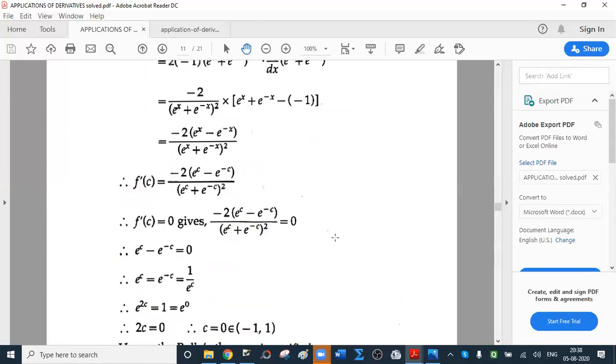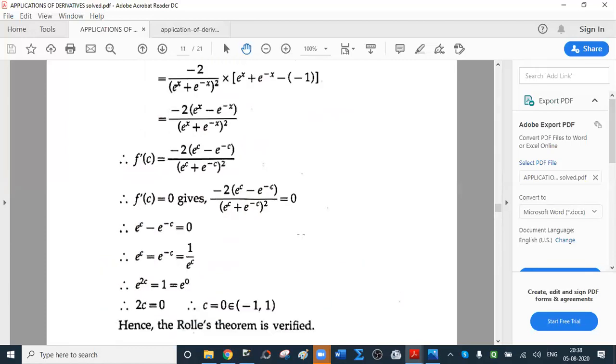Actually, I had drawn one graph for this. I forgot to attach it. I'll send the graph on WhatsApp. That clearly shows that at this point, the tangent drawn is parallel to the x-axis. So this is about the solution of sum number 6.